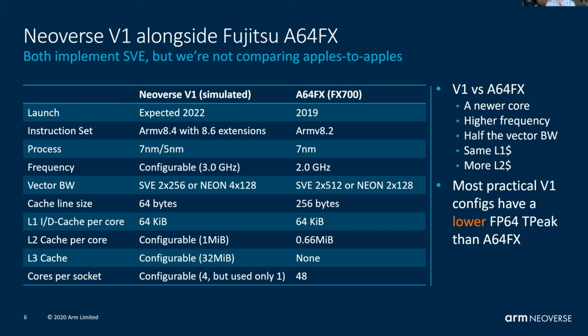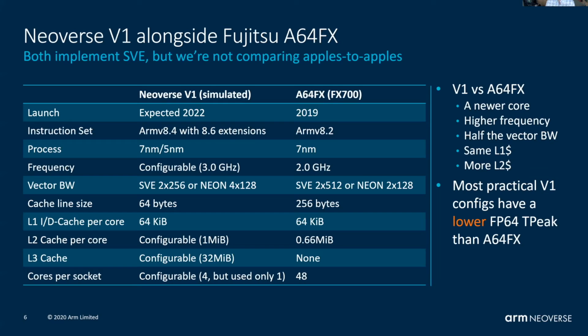Cores per socket: this is one of the key design points for our partners. In this simulation, there are 4 available in the sim, but I'm only using 1. I'll explain why in a moment. A64FX, of course, has 48 cores, but I'm only showing performance from a single core. To sum it up, the V1 is a newer core with higher frequency. It has half the vector bandwidth of the A64FX, but it does have the same amount of L1 data cache and has more L2 data cache than the A64FX.